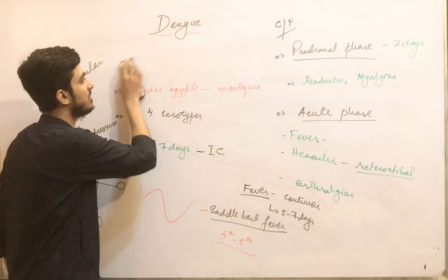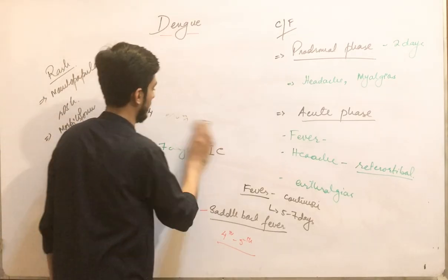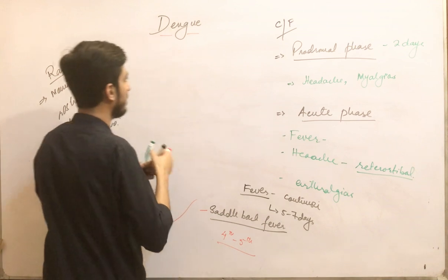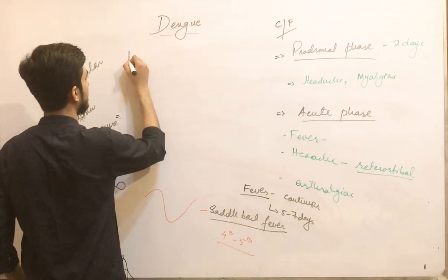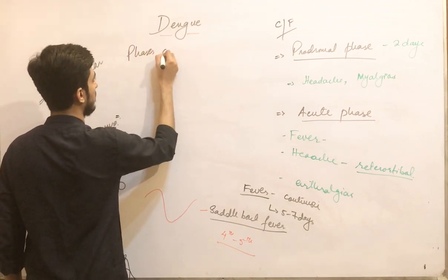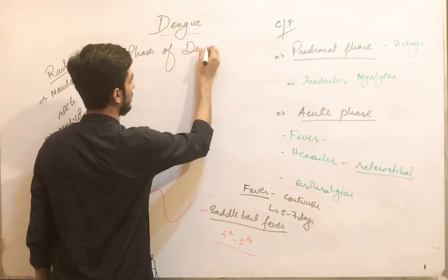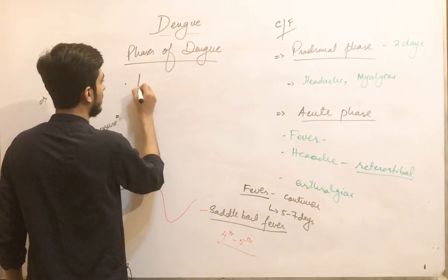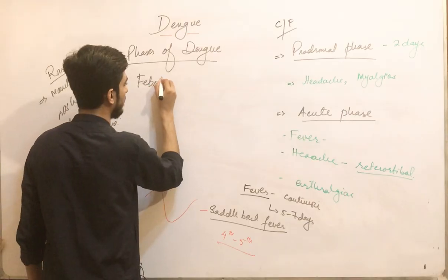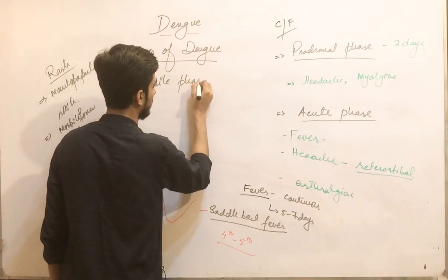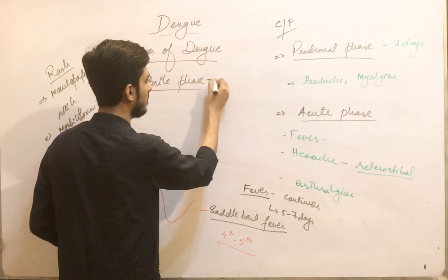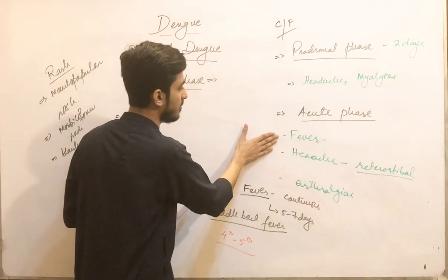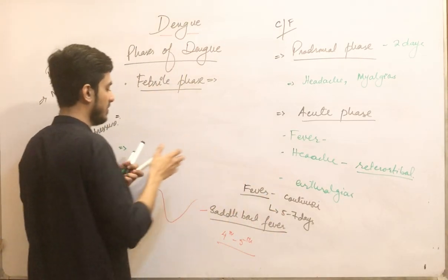What are the phases of dengue fever? I am writing it here. There are basically 3 phases of the dengue fever. First of all, we have the febrile phase. Febrile phase for about 7 days, in which the fever spikes are there and the patient will be complaining of the fever and other these features.